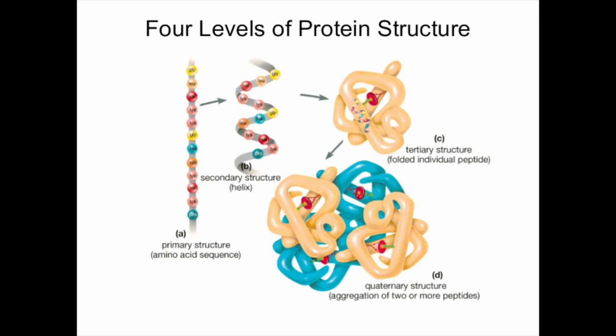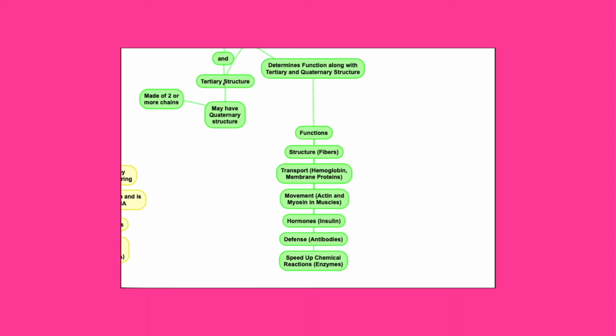If you go to quaternary structure, now what you're doing is you're adding in another protein chain, and they are reacting together. A good example of something that has quaternary structure would be a hemoglobin molecule. It's actually made of 4 different protein strands. So the function, talking about tertiary or quaternary structure of proteins.